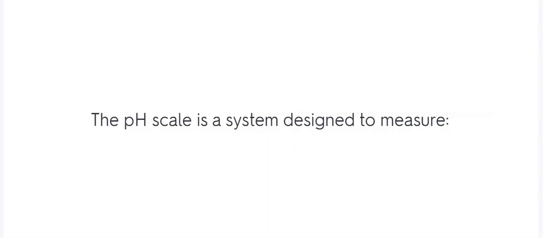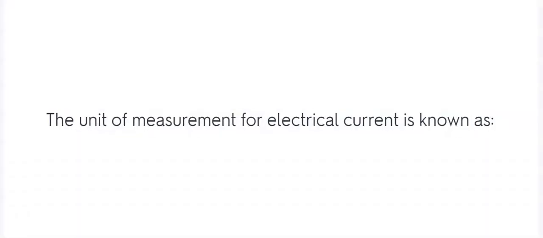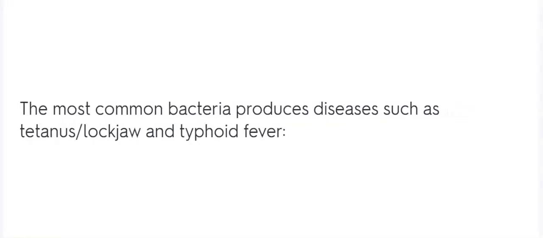The pH scale is a system designed to measure alkalinity and acidity. The unit of measurement for electrical current is known as watt. The most common bacteria produces diseases such as tetanus, lockjaw, and typhoid fever. Bacilli. The red dermal light is used to treat dry skin.